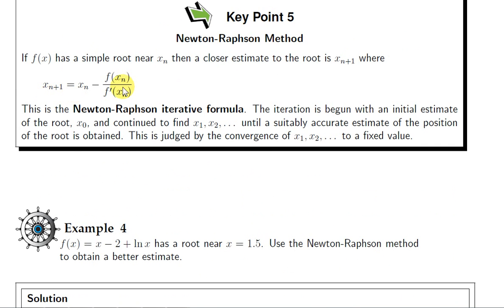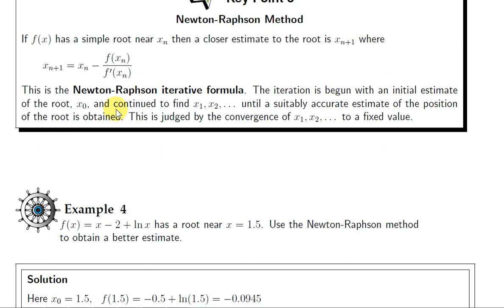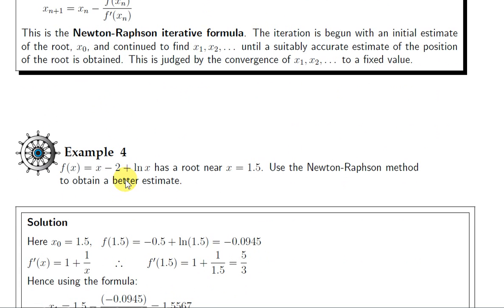So here's the formula for the Newton-Raphson method. We plug x0 into the right hand side and we get out x1, which is a better estimate. So we set n equal to 0 here on the right hand side, which means we have x0 plugged in. Here our x0 is 1.5, so we get 1.5 minus f of 1.5 divided by f prime of 1.5. So we need f of 1.5, so plug 1.5 into the function. That's straightforward.